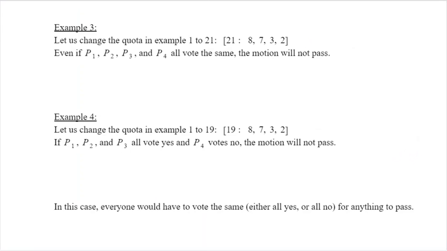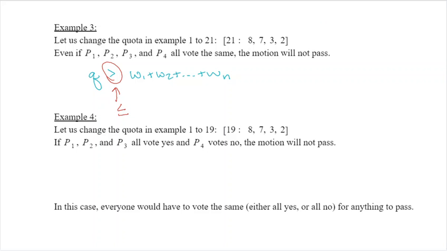Now, let's change the quota to be 21. Even if all of the 4 people vote the same way, they only have 20 votes. So again, our quota is greater than the sum of the weights, which is a violation of our second rule for the quotas. This is supposed to be less than or equal to.